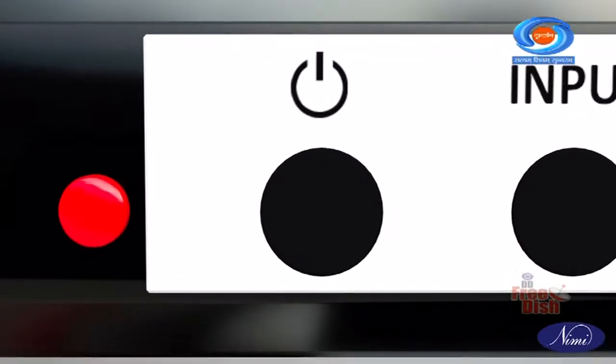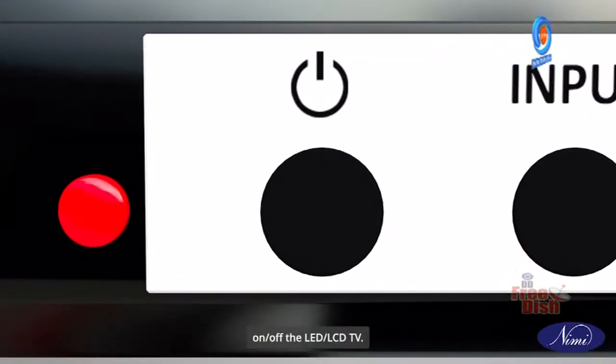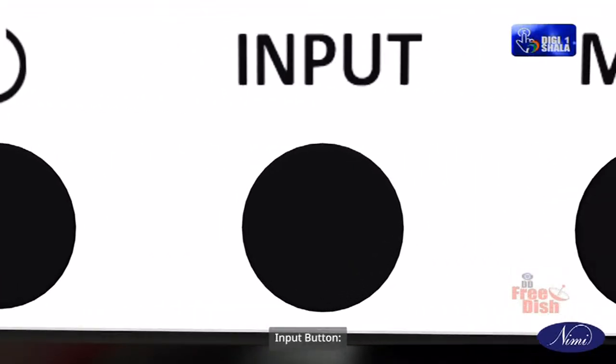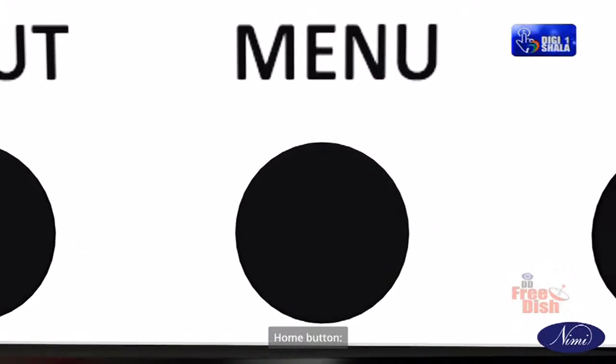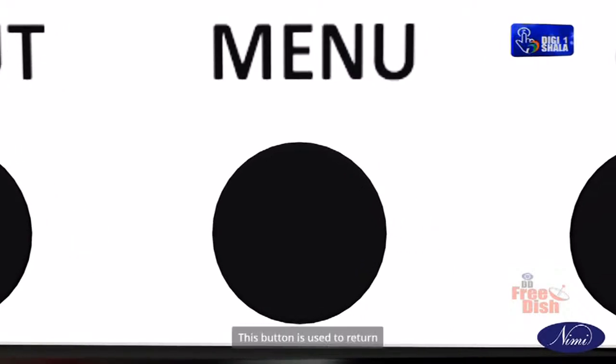Power button. This button is used to turn on or off the LED or LCD TV. Input button. This button is used to switch between different input sources like HDMI or USB. Home button. This button is used to return the user to the main menu.